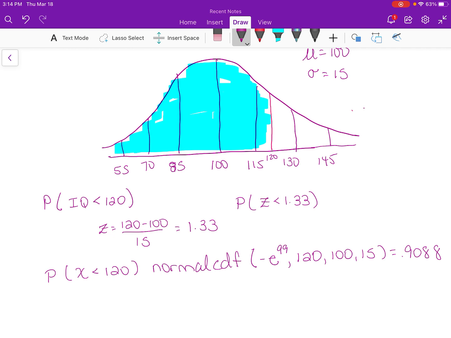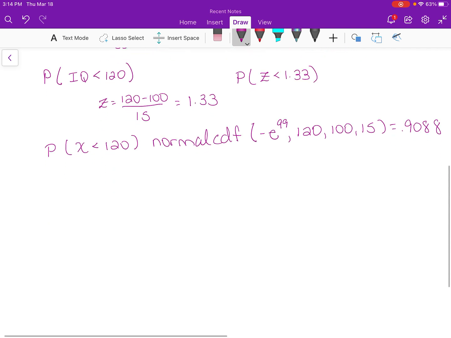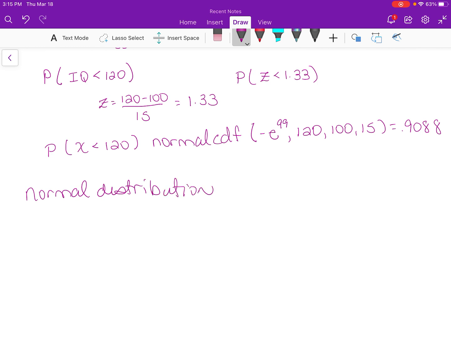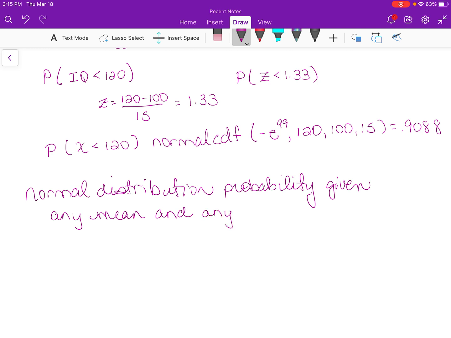So that's what section 5.2 allows you to do. It allows you to find a normal distribution probability given any mean and any standard deviation.